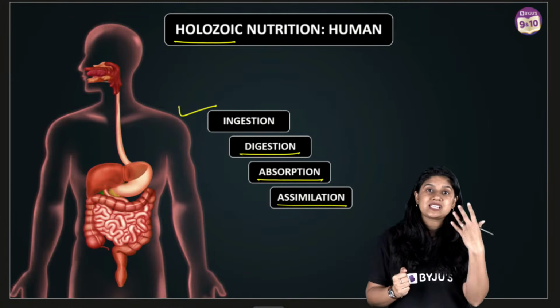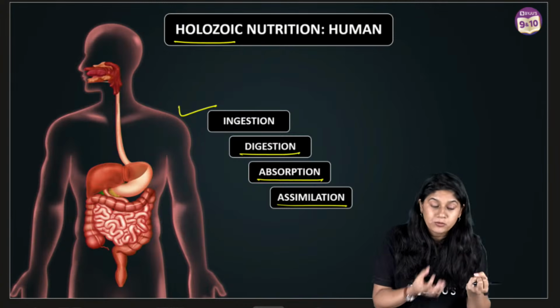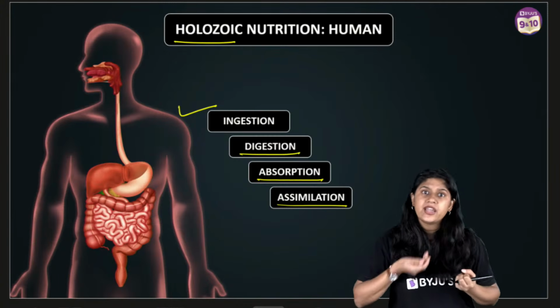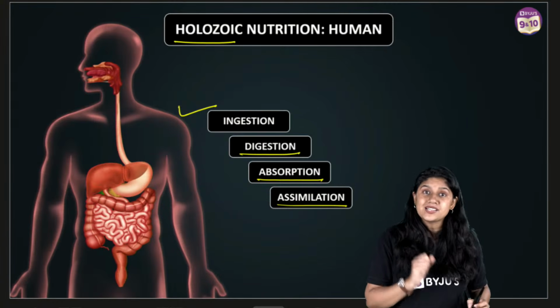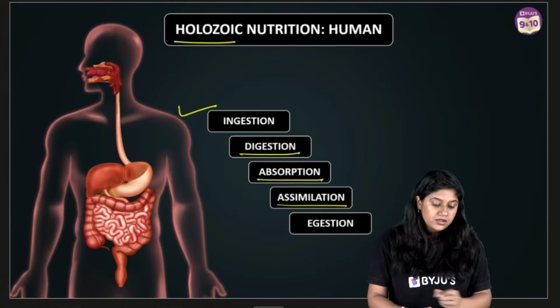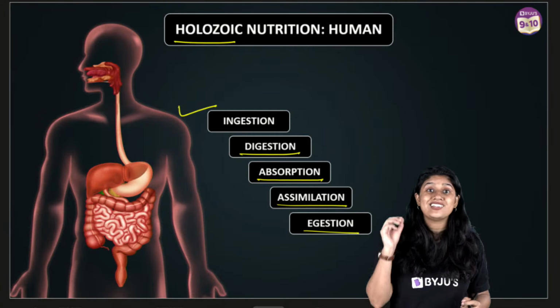Now, what is the meaning of assimilation? In the assimilation step, the food which is absorbed will be utilized further in various reactions. That is the assimilation. And the last point is the egestion. The removal of the unwanted or the undigested food is the egestion.